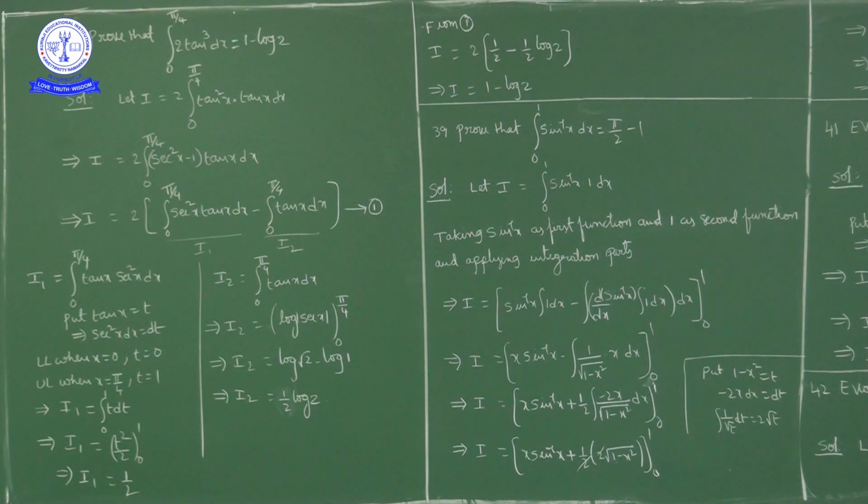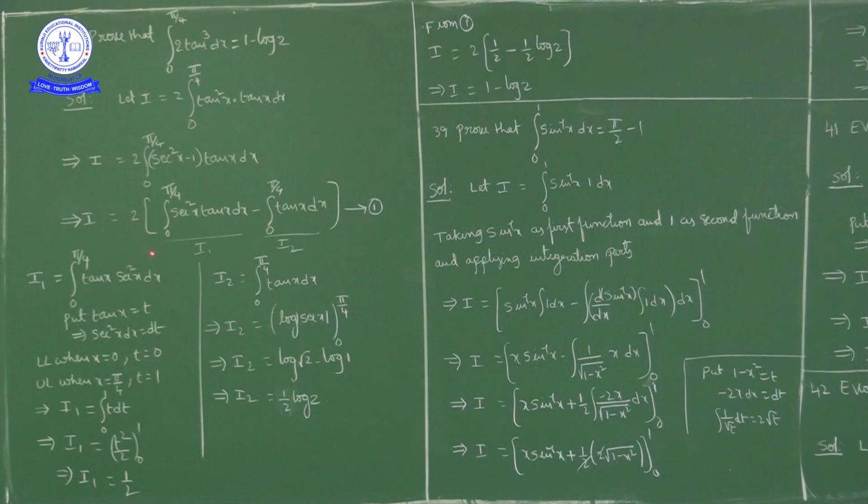Integral tan x is log mod secant x. So log mod secant x, lower limit 0, upper limit pi by 4. Okay. So log mod secant pi by 4 minus log mod secant 0. Secant 0 is 1. So log 1 is 0. So this part is 0. So log of secant pi by 4. Secant pi by 4 is what? Root 2. So log root 2. Root 2 is nothing but 2 power 1 by 2. So 1 by 2 comes here. So I2 is equal to half log 2.